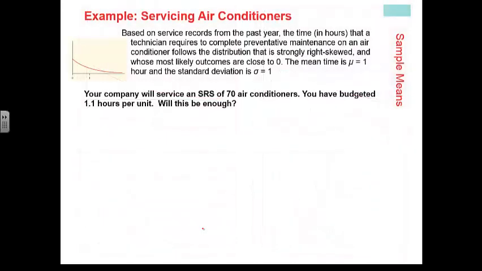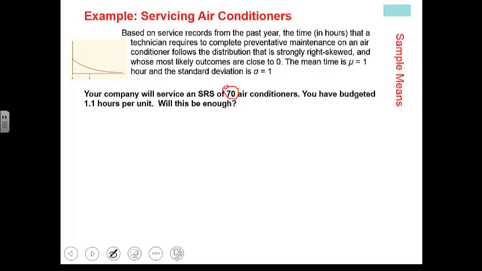So here's a problem. Based on service records from the past year, the time in hours that a technician requires to complete preventative maintenance on an air conditioner follows a distribution that is strongly right skewed, and whose most likely outcomes are close to 0. The mean time is 1 hour, and the standard deviation is also 1. Your company will service a simple random sample, so there's your n. That's your clue to use a normalcdf problem using x bars. 70 air conditioners, and you have budgeted 1.1 hours per unit.